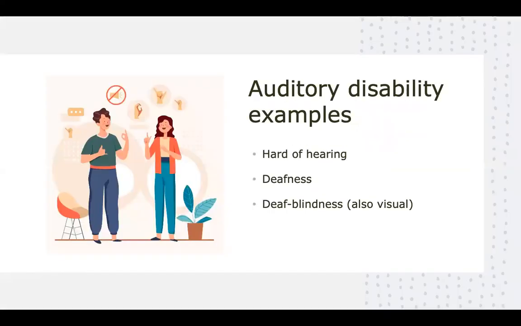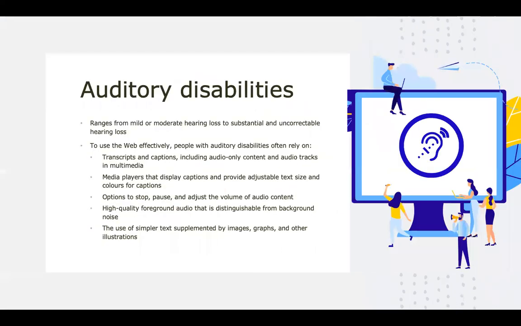The first grouping of disabilities is auditory. Three auditory disability examples are hard of hearing, deafness, and deaf-blindness, which can also be grouped under visual disabilities. Auditory disabilities range from mild or moderate hearing loss to more substantial, uncorrectable hearing loss. In order to use the web effectively, people with auditory disabilities often rely on transcripts and captions, including audio-only content and audio tracks in multimedia.